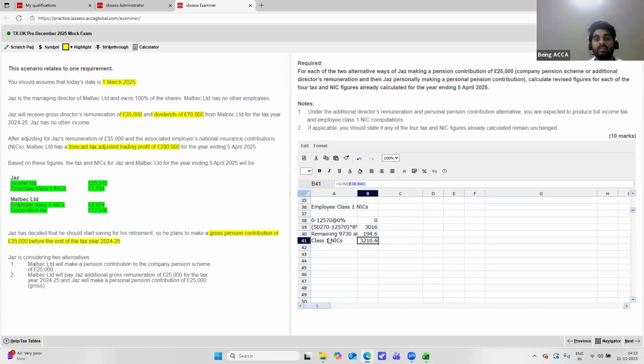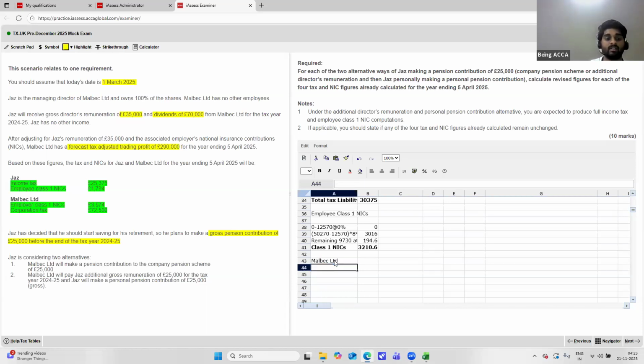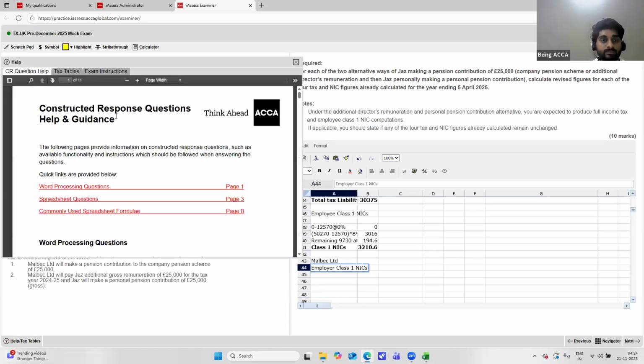All right, now we have calculated the values that are being asked for. The income tax liability has been calculated. The class 1 NICs has also been calculated. Now let's quickly move on to Malbec Limited. For Malbec Limited, what is the first calculation that's being asked for? Employer Class 1 NICs. This is a pretty straightforward thing because if you take a look at this table, what do you see?